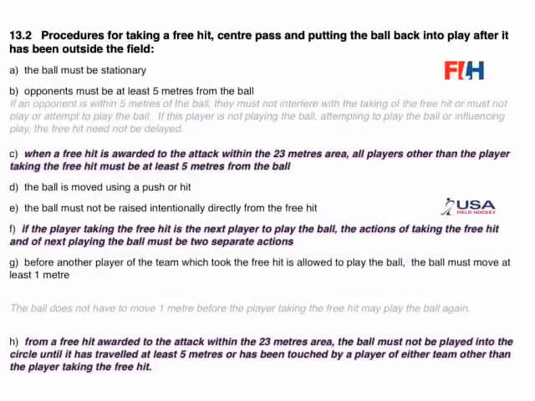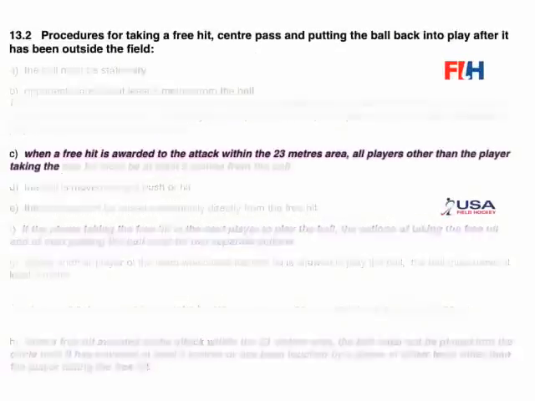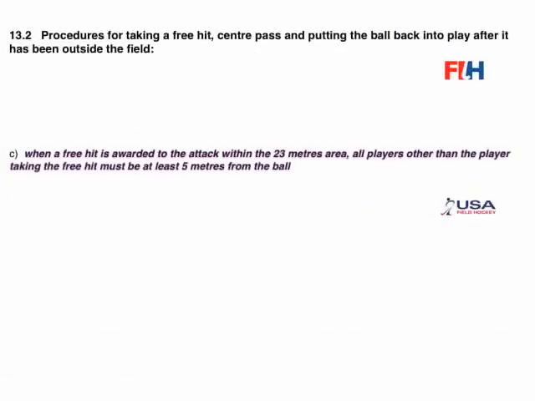Procedures for taking a free hit. There are 3 changes to these procedures. Firstly, when a free hit is awarded to the attack within the 23 metres area, that's the 25-yard zone, all players other than the player taking the free hit must be at least 5 metres from the ball. When you're inside the attacking 25, a free hit is awarded. Everyone, attackers and defenders, must be 5 metres from the free hit.